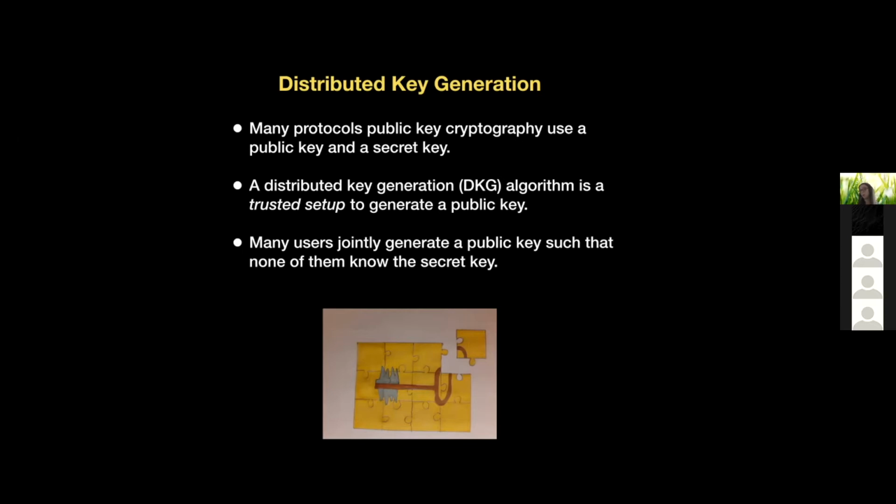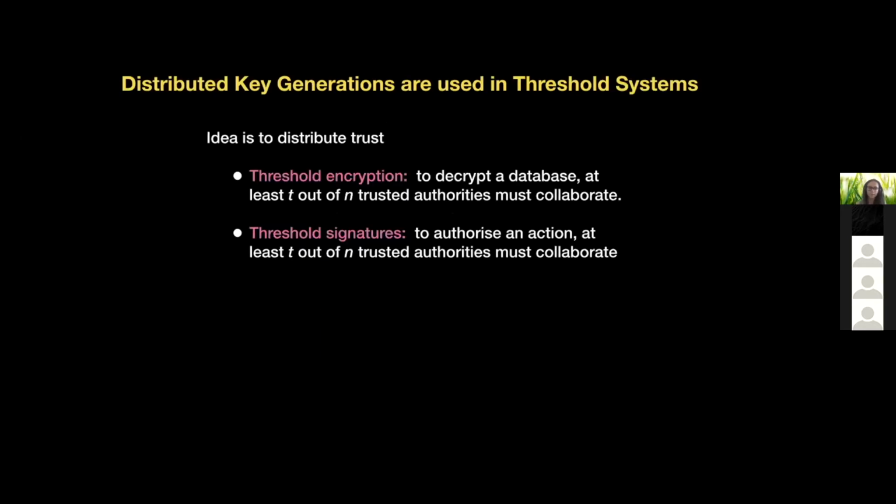Or it could be that you want all 10 of them to participate, but you can have a 5 out of 10 to participate, or a 2 out of 3, or a 7 out of 12, or you name it, you can choose. The two big settings where people do typically want it are encryption and signatures.